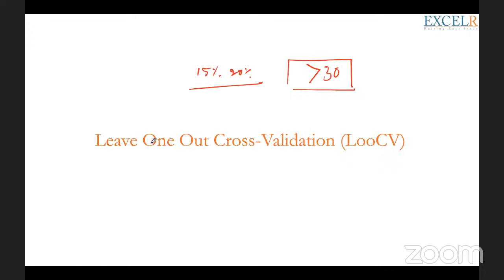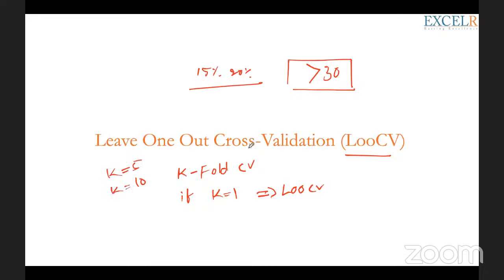Then the final methodology is leave one out cross validation, also called LOOCV. If you want to compare with k-fold cross validation, if k equals 1, then that would become LOOCV. We said that k equals 5 means 5 folds, k equals 10 means we divide the entire data set into 10 folds. If k equals 1, then that becomes LOOCV, leave one out cross validation. Now let us see how this works.